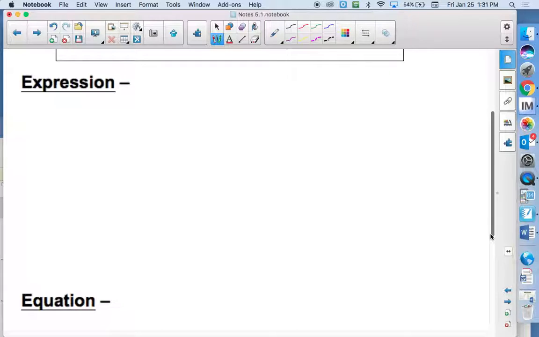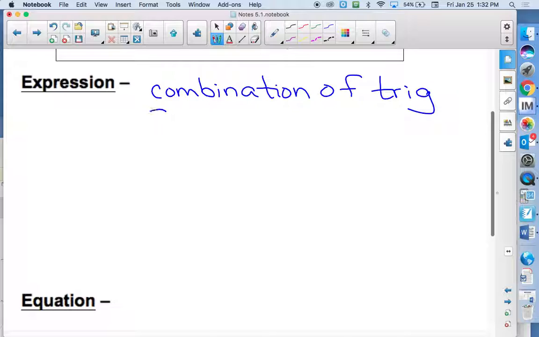All right, so an expression is a combination of trig functions. We talked about combining functions in chapter 1, algebraic functions. That was taking f of x times g of x, f of x plus g of x, f of x divided by g of x, f of x minus g of x. That's all the combinations. So how can you take two functions and combine them together? The goal is to simplify to one term.